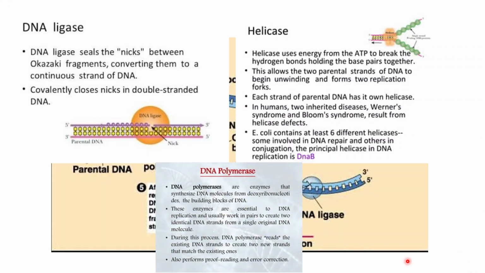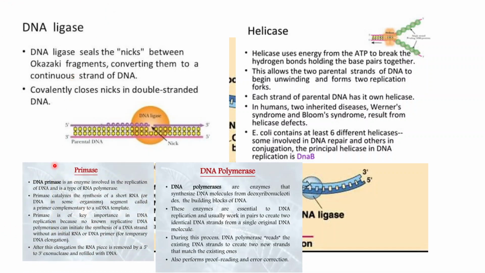Then we have DNA polymerase, which is the most important enzyme for DNA replication. DNA polymerases are the enzymes that synthesize DNA molecules from deoxyribonucleotides, which are the building blocks of DNA. The enzyme is essential to DNA replication and usually works in pairs to create two identical DNA strands from the single original DNA molecule. During the process, DNA polymerase reads an existing DNA strand to create two new strands that match the existing ones. Also, it performs proofreading and error correction.